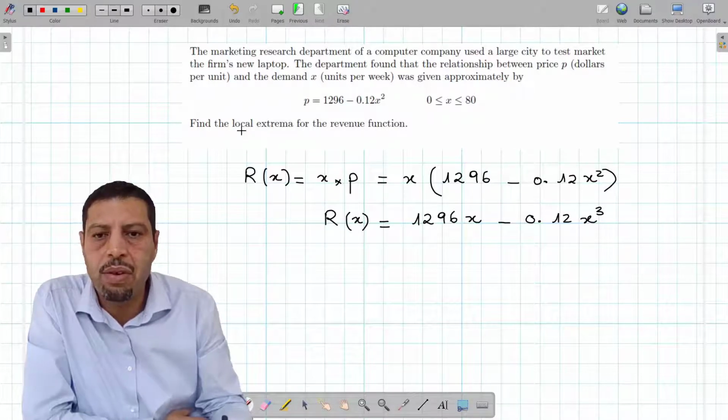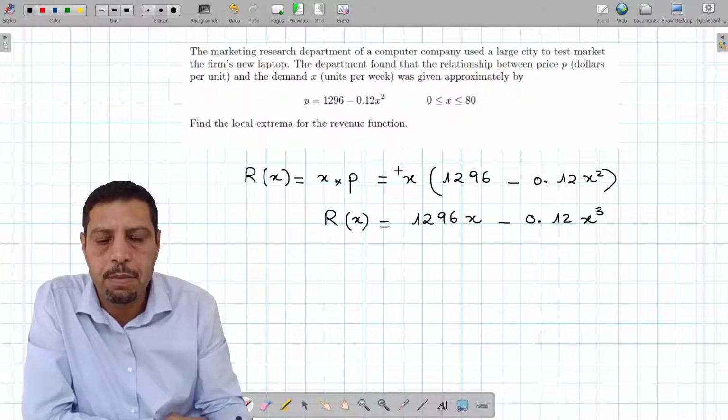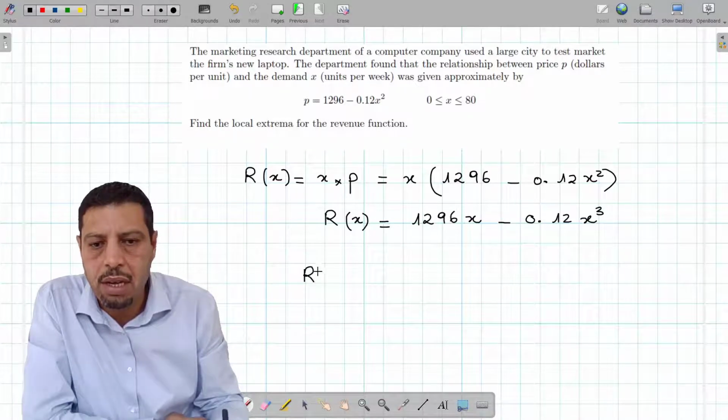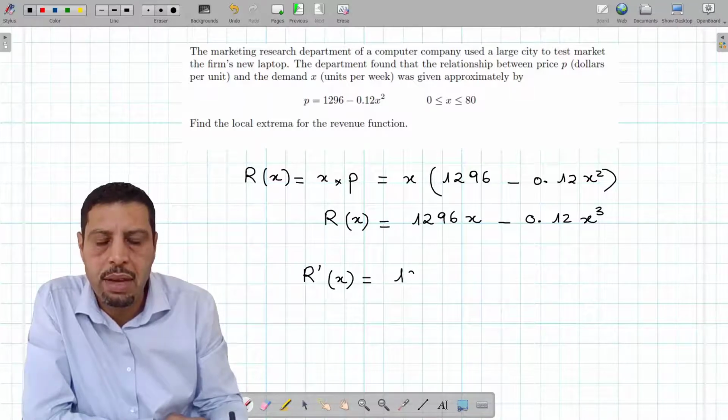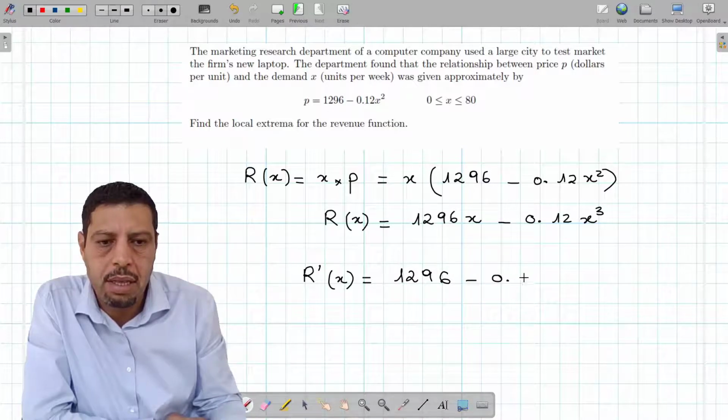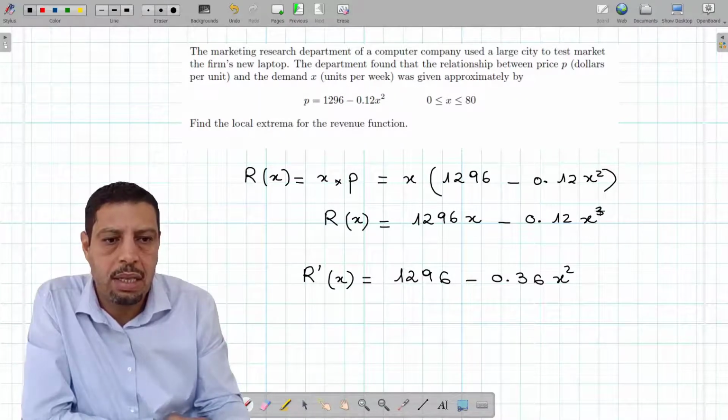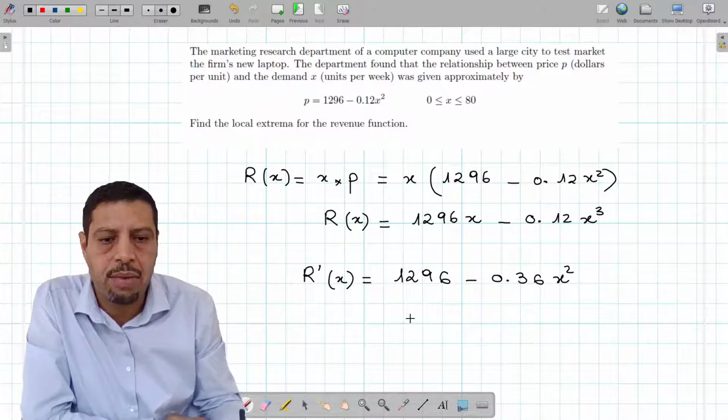Now, to find the local extrema of the revenue function, we need to find the critical points. So first of all, compute R prime of X, which is equal to 1,296 minus 0.36 X squared. We use the power rule here. 3 times 0.12 is equal to 0.36, and we decrease the power of X by 1, so X squared.